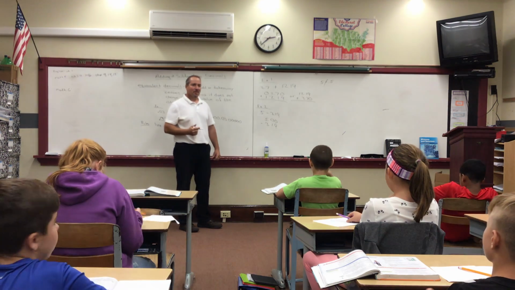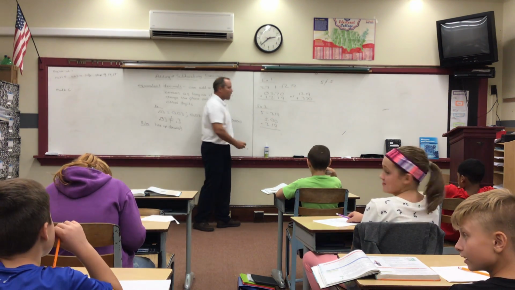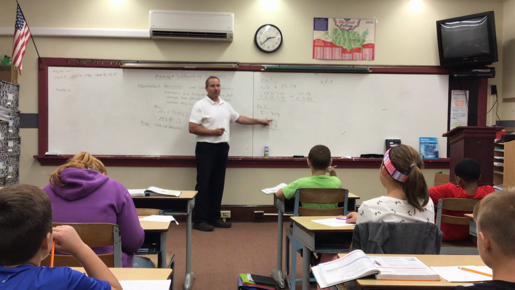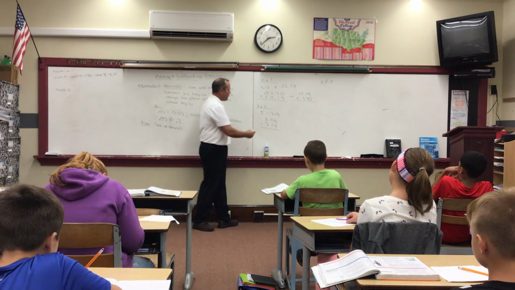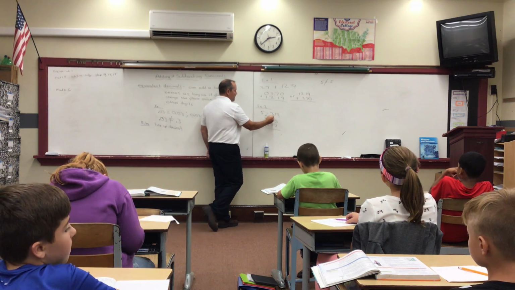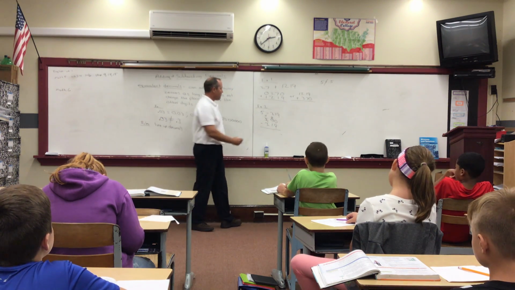So what do we have to do? We try to borrow from the 0. Can we borrow from the 0? No. So we borrow from the 5. That 5 becomes a 4. Now that 0 becomes a 10. Now we can borrow from the 10. That 10 becomes a 9. And that 0 becomes a 10.